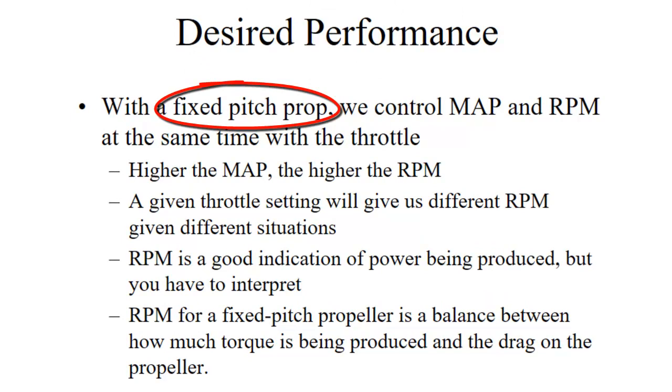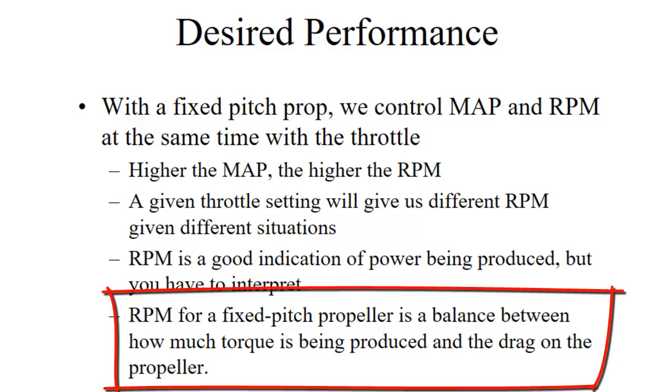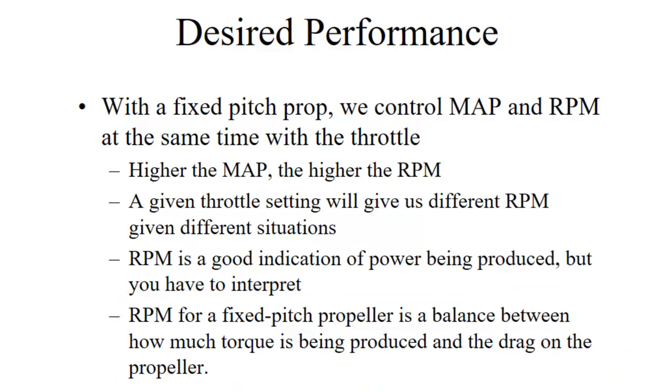Now with a fixed pitch propeller, we control manifold pressure and RPM at the same time, and all we have to reference is the tachometer, which shows RPM. The higher we set the manifold pressure, which we can't see, the higher the RPM is going to give us. So a given throttle setting will give us a different RPM depending on what the situation is. So it's a good indication of the power being produced, but you have to interpret it with other things. It's more true to say that the RPM for a fixed pitch propeller is a balance between how much torque is being applied by use of the throttle versus the drag on the propeller.